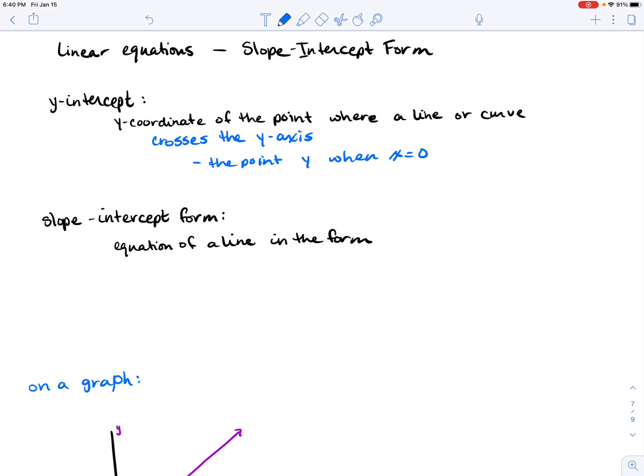So how do we represent slope-intercept form in an equation of a line? What it looks like is y equals mx plus b, where b equals the y-intercept and m equals slope. So let's look at two examples: one where we're given a graph to start with, and one where we're not.